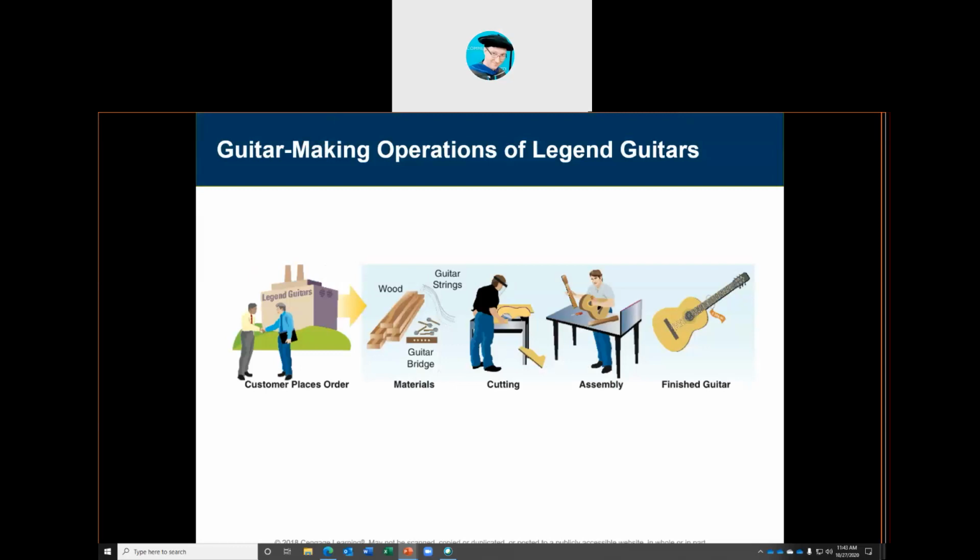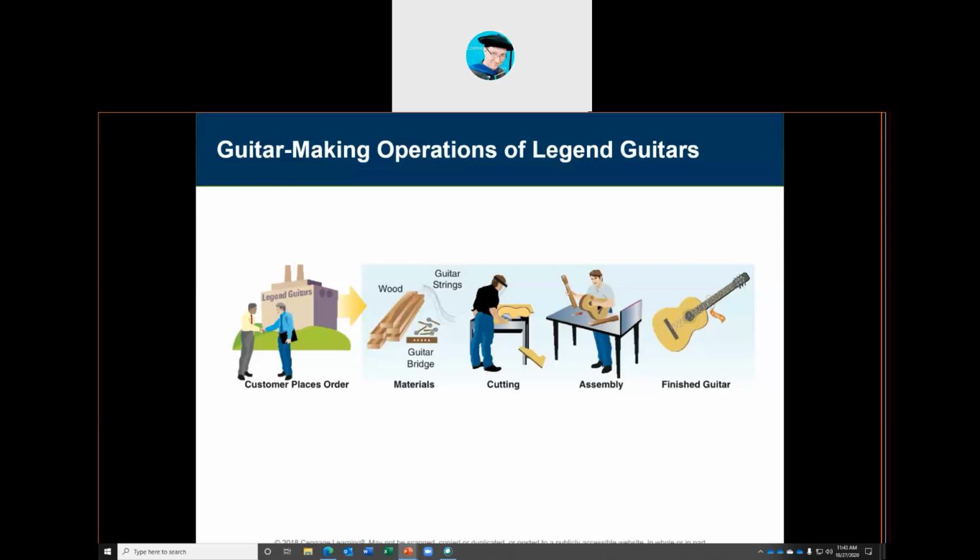The customer places an order with us. They want to buy some guitars. Great, so we'll manufacture those. We will take our raw materials, which are our wood, our strings, our other pieces of metal to get it all together. We will then start the assembly process. First, we'll process the material.